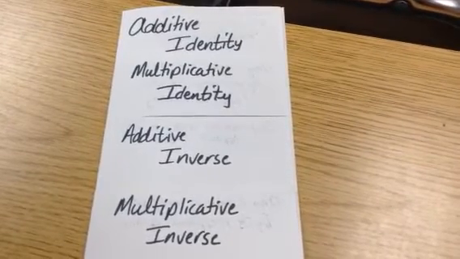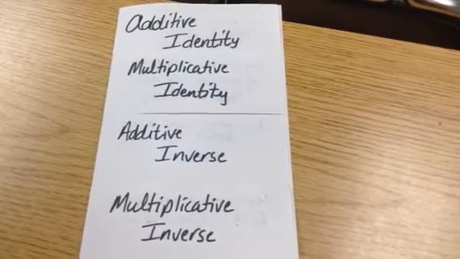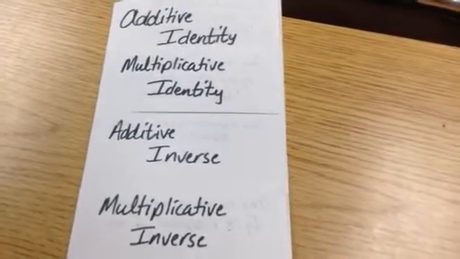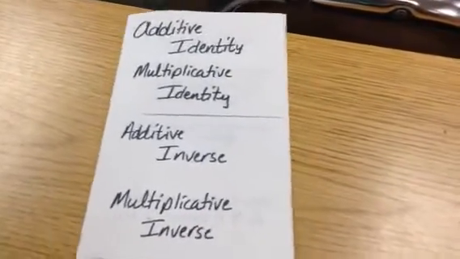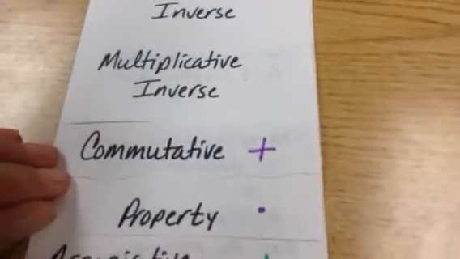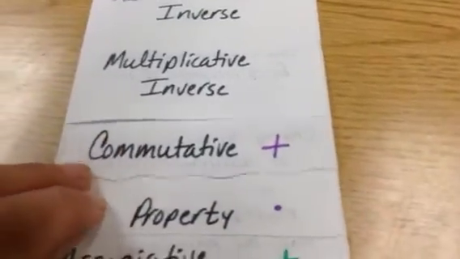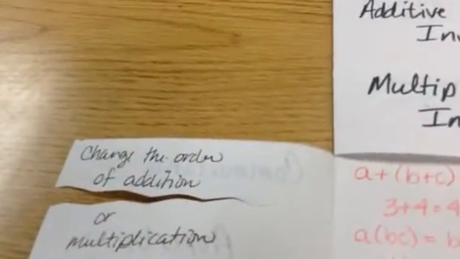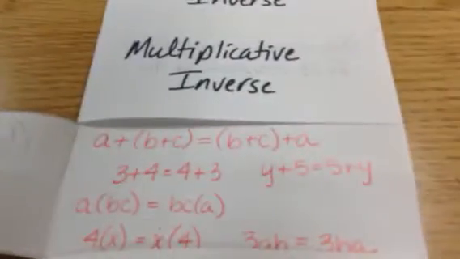So on our properties foldable, we have the additive identity, the multiplicative identity, additive inverse, and multiplicative inverse. Some of the classes got as far as the commutative property, but I don't think everybody did, so that's where I'm going to start. So I have the commutative property of addition and multiplication. I put it on the same tab, and then I just cut my little tab in kind of a little zigzaggy. The commutative property says, and if we open up our foldable, that I can change the order of addition or multiplication. So then we want to give examples.